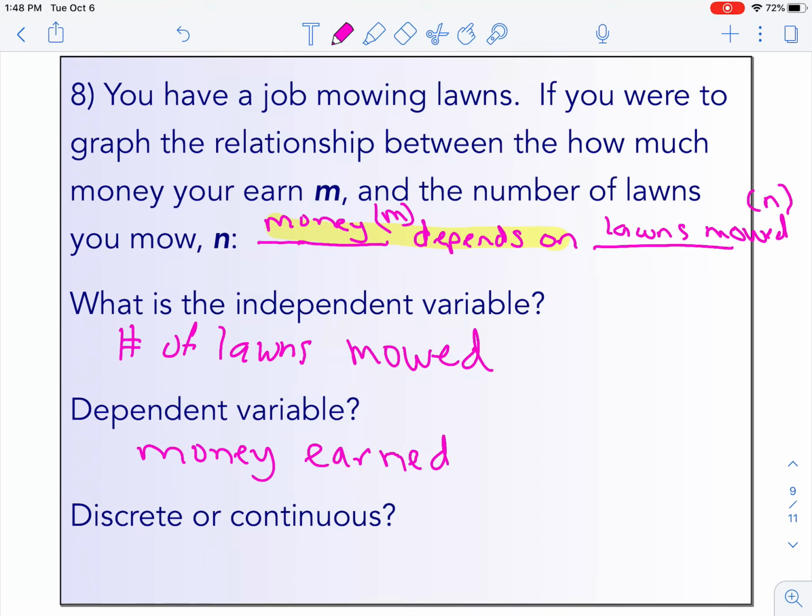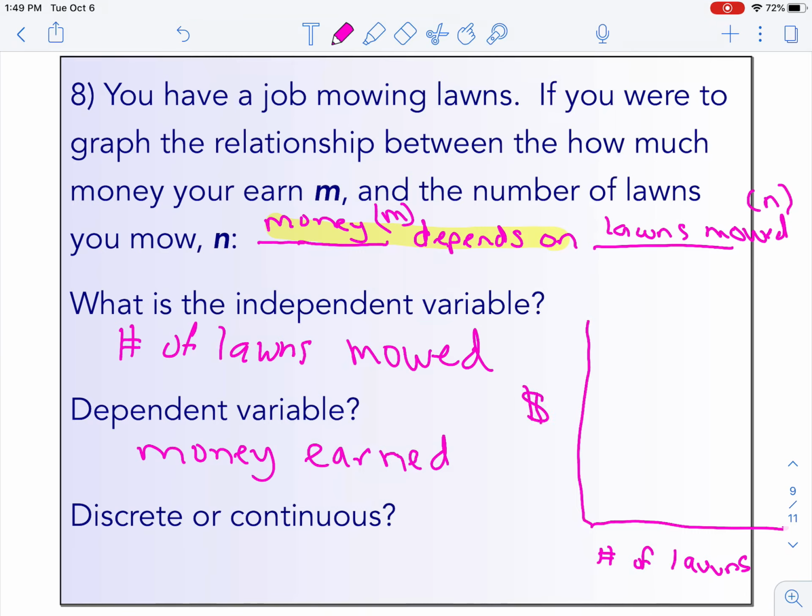So, do you think this is a discrete or a continuous function? Is it something that you can count or something that you can measure? If you were going to graph this and graph your earnings, okay, here is your graph. If you were going to graph this, you would have your independent variable is the number of lawns mowed. Remember, that's your X's.